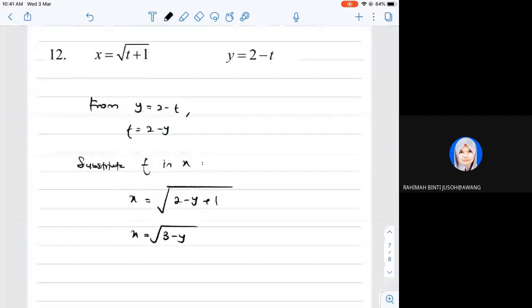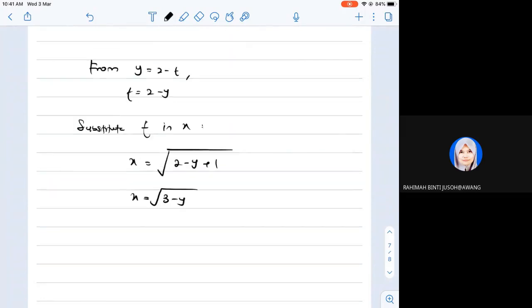Okay, bila you nampak soalan ada square root sign, don't worry, jangan gelabah-gelabah siput, don't panic. What you should do, you can square both sides. Okay, try to square both sides, then you will have x squared equals to 3 minus y. Kan dah mudah tu. Okay, next what you should do is, ingat pesanan saya, Dr. Rema pesan jadikan subjek dia kuasa 1.